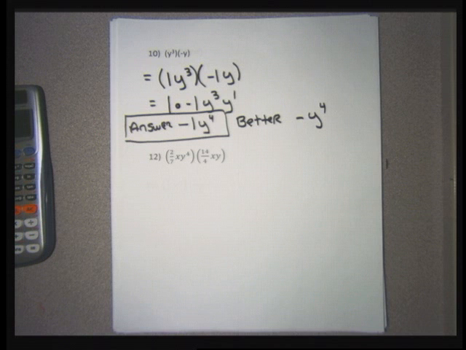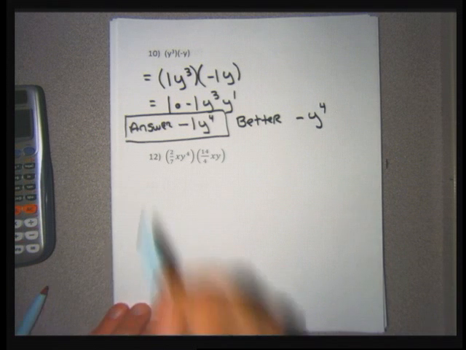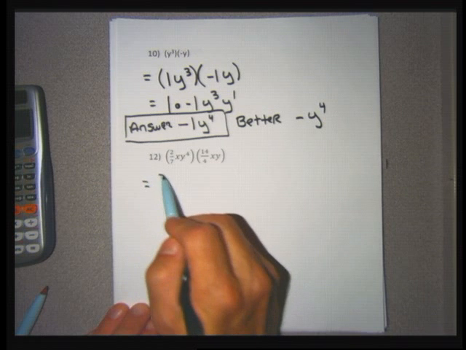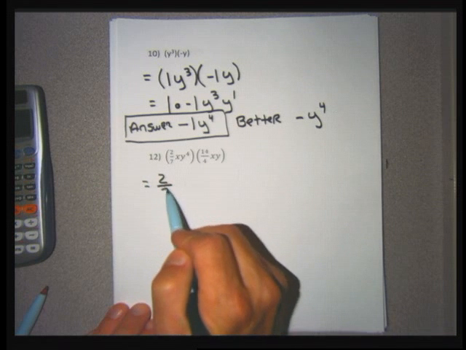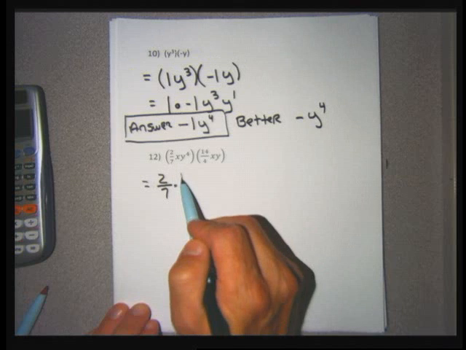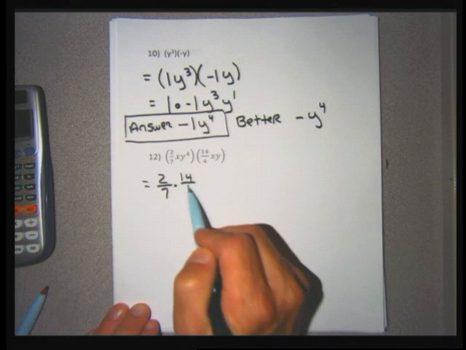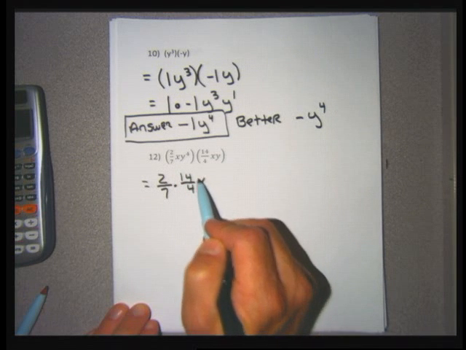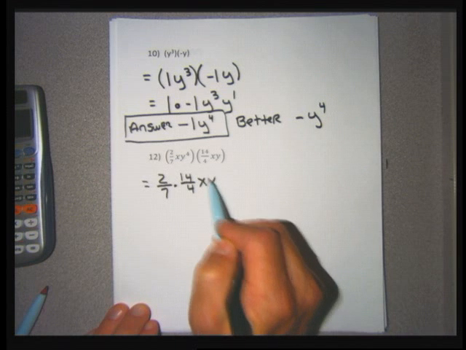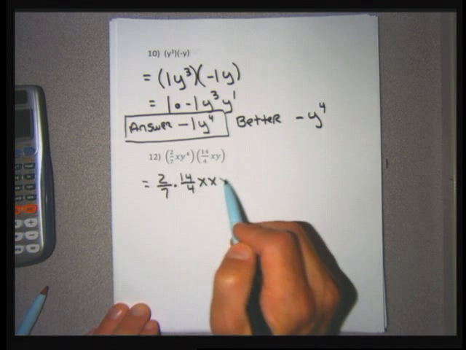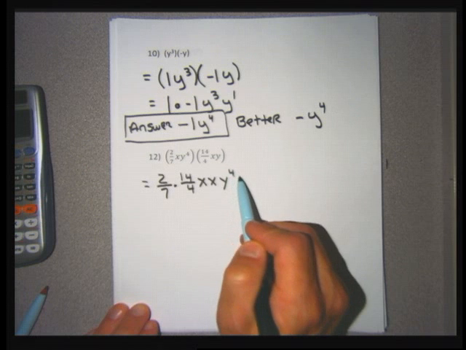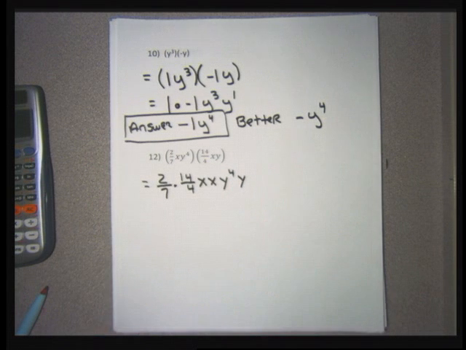Do the similar thing for number 12. Looks like a lot harder problem. We've got multiple letters and fractions. I'm going to write it in a nice order. The nice order is going to be 2/7 times 14/4 times x from the first parentheses, x from the second parentheses, y/4 from the first parentheses, y from the second parentheses.